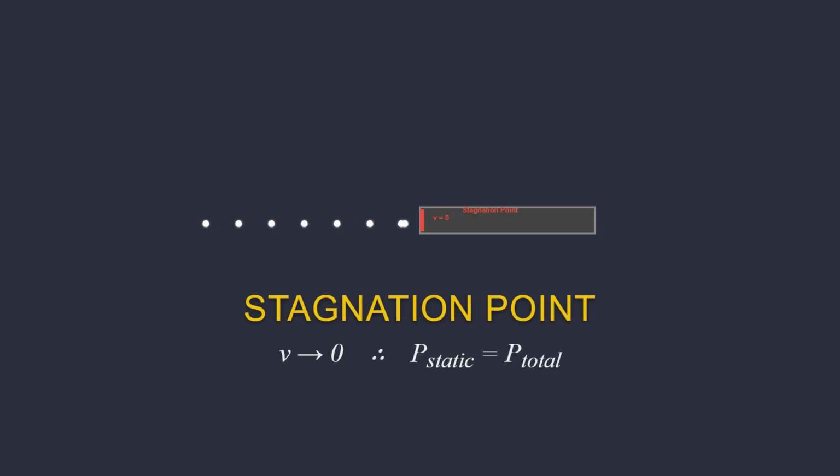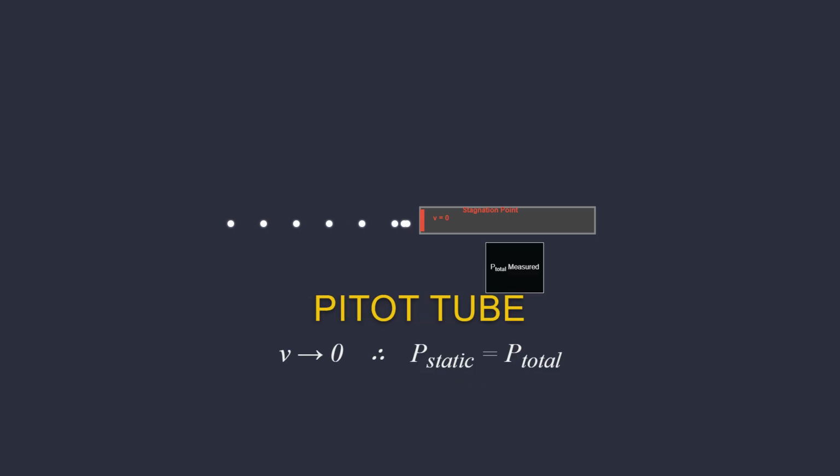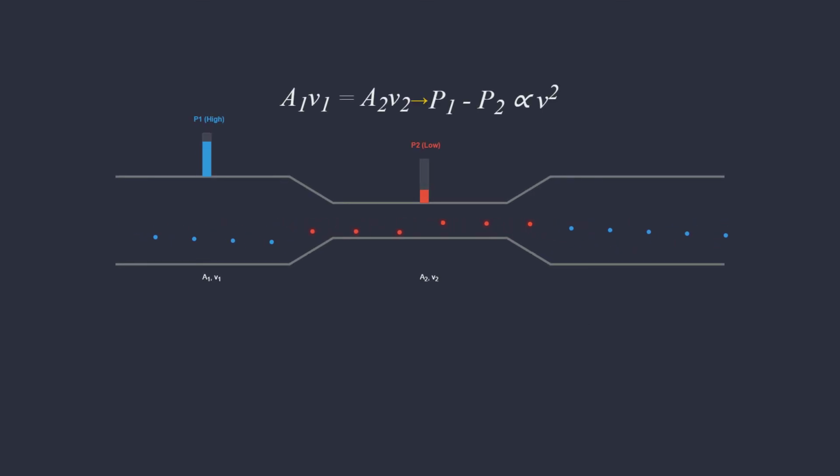Stagnation occurs at a specific point where the fluid velocity instantaneously drops to zero. At the stagnation point, all dynamic pressure is converted entirely into static pressure. Consequently, the pressure measured at this point is the total pressure of the system. Pitot tubes are instruments specifically designed to utilize this stagnation principle to accurately measure the total pressure and subsequently determine the flow velocity. The Venturi effect is the practical demonstration of Bernoulli's principle in constricted flow systems.